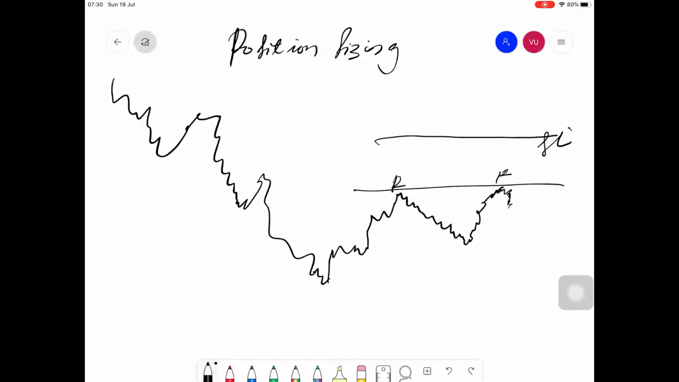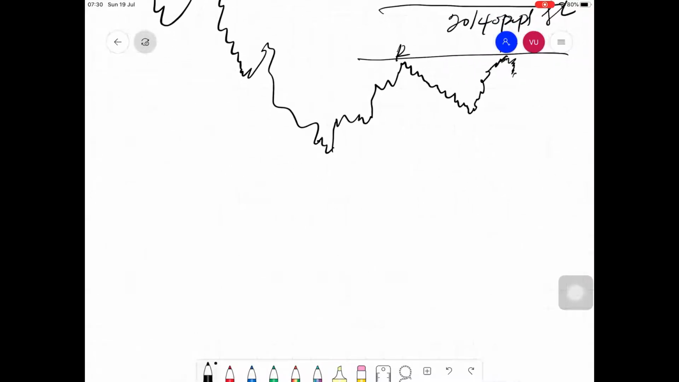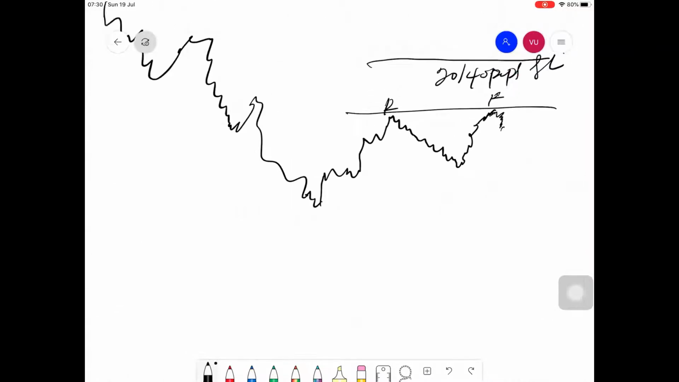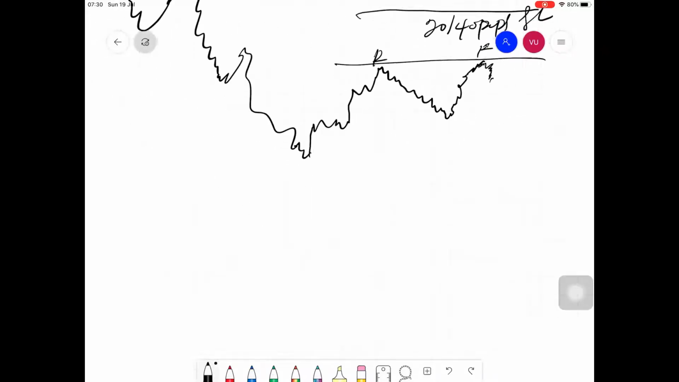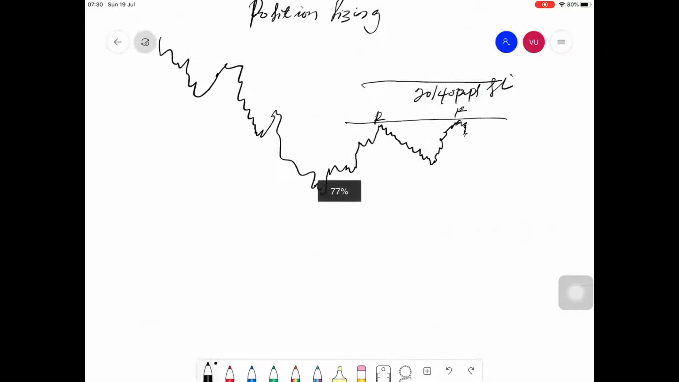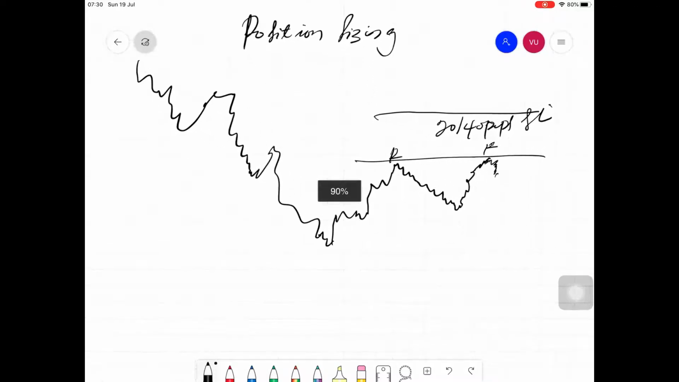Maybe it could be 20 pips, it could be 40 pips, depending on the currency pair we are trading. So let's just say for this case study, we have identified our risk. We are going to use a stop loss of 30 pips on EUR/USD.